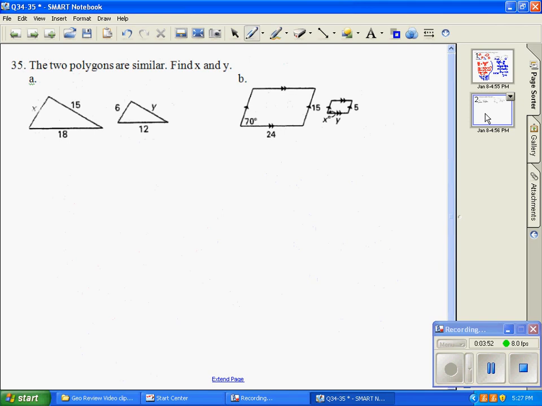Okay, moving on to number 35. The two polygons are similar. Find x and y. Okay, so the first one here, a triangle. So we pick two corresponding sides and just set up the proportion. So we can say x over 18 equals 6 over 12. So cross multiply the 18 over to the other side.